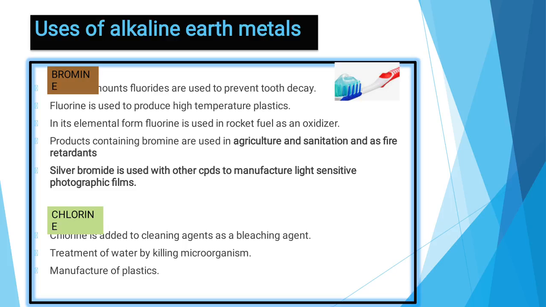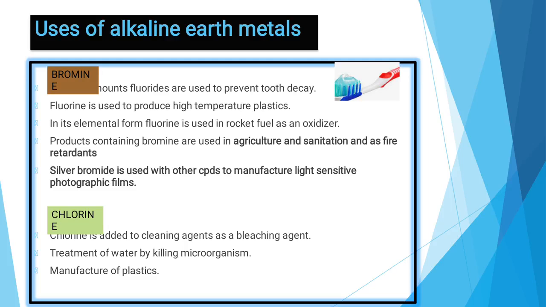And then we have products containing bromine, which are used in agriculture and sanitization as fire retardants. Fire retardants means to reduce the rate at which such compounds burn. And then we have silver bromide, which is used with other compounds to manufacture light-sensitive photographic film, like the ones that are used in X-rays. Then chlorine is used as a cleaning agent.